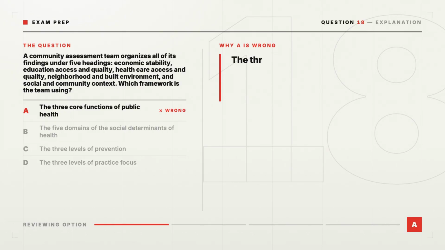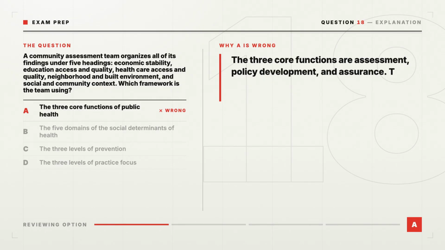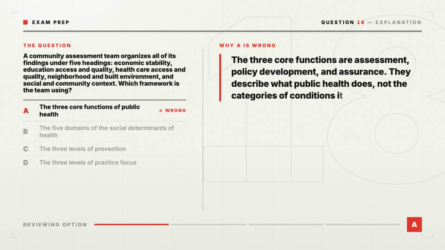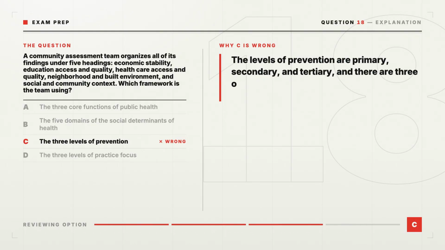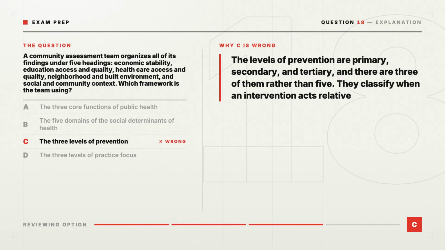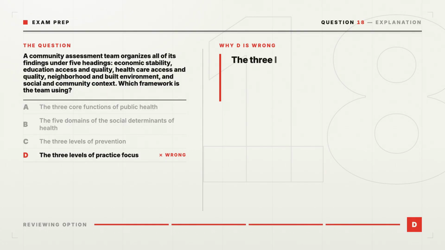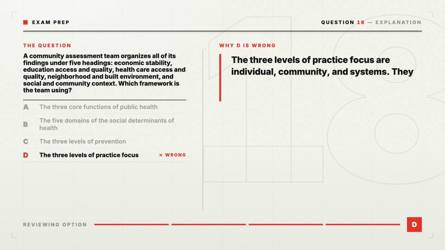A is wrong because the 3 core functions are assessment, policy development, and assurance. They describe what public health does, not the categories of conditions it assesses. C is wrong because the levels of prevention are primary, secondary, and tertiary, and there are 3 of them rather than 5. They classify when an intervention acts relative to disease. D is wrong because the 3 levels of practice focus are individual, community, and systems. They describe the target of an intervention, not the domains of a community assessment.